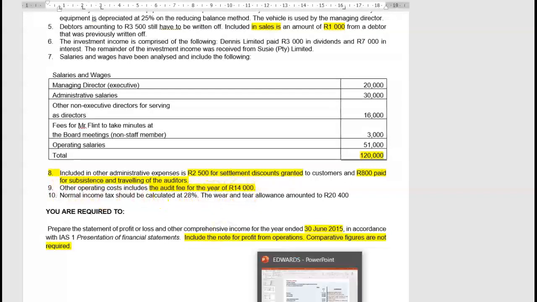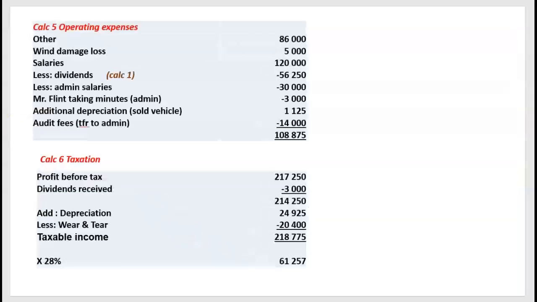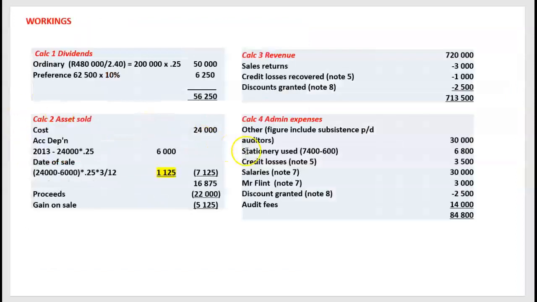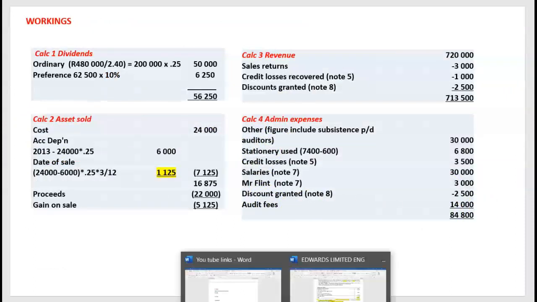Other operating costs include an audit fee of 14,000. So we're going to transfer that cost out of other operating costs. There it is, minus 14,000. And we're going to include it into admin expenses. Audit fees, 14,000 Rand.